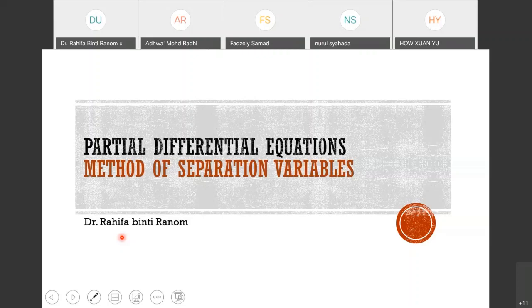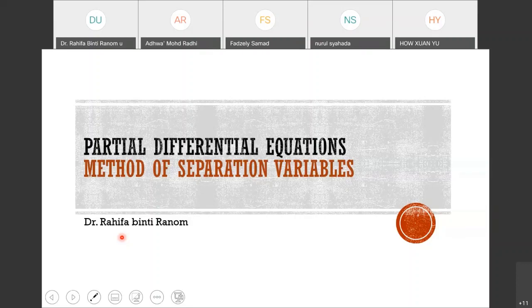have more than one independent variable, right? Even though we said more than one independent variable, the heat equation and wave equation only have two independent variables, which are x and t, to limit our scope. Otherwise, if you want more than two independent variables, the solution will be much longer to solve.